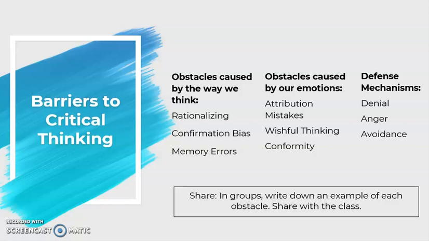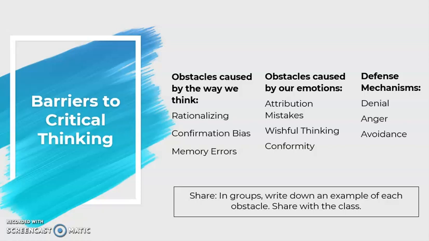We also have some emotional obstacles. Attribution mistakes is where we attribute behavior to the wrong cause. When somebody else does something, we think it's because they're a terrible person, but when we do it, it's just a one-time thing. It's just a mistake. It's not a big deal.